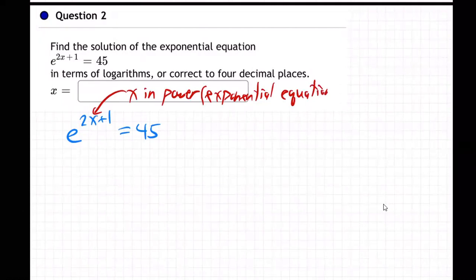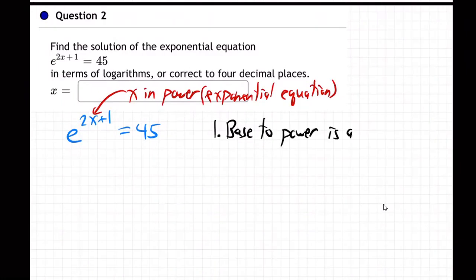Now you think, what about the e? Yeah, well, the e will play a small part, but that's not the main thing. The main thing is that we have an exponential equation. So step one, get the base to power alone. It is already alone, right? If there was like a 7 out front here, then I would divide by 7 first to get rid of that.